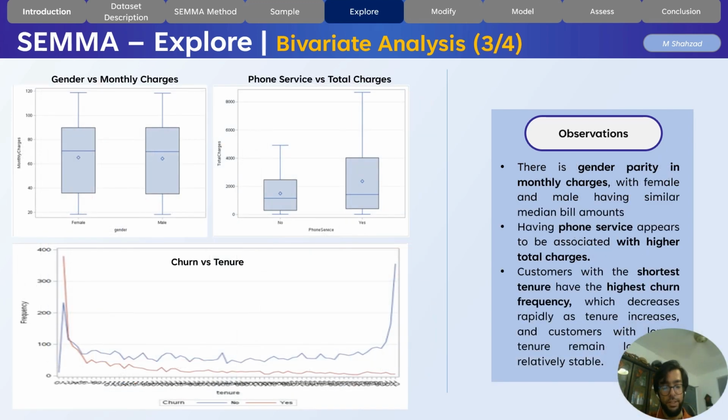If we look at the first graph in the slide, we can see the gender parity in monthly charges. Both female and male customers have similar median billing amounts.